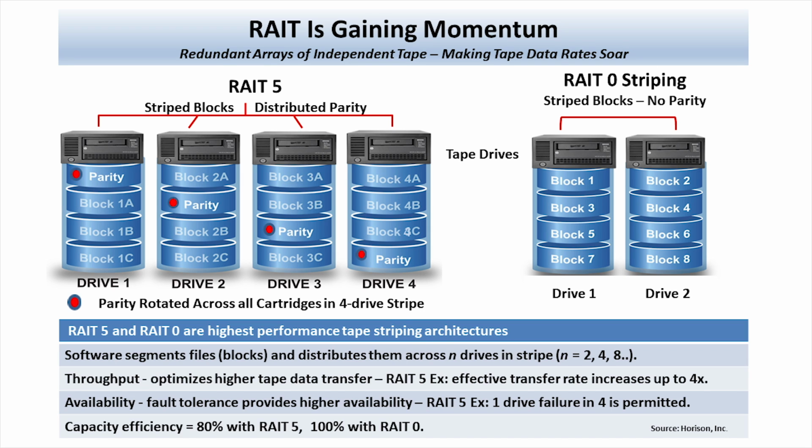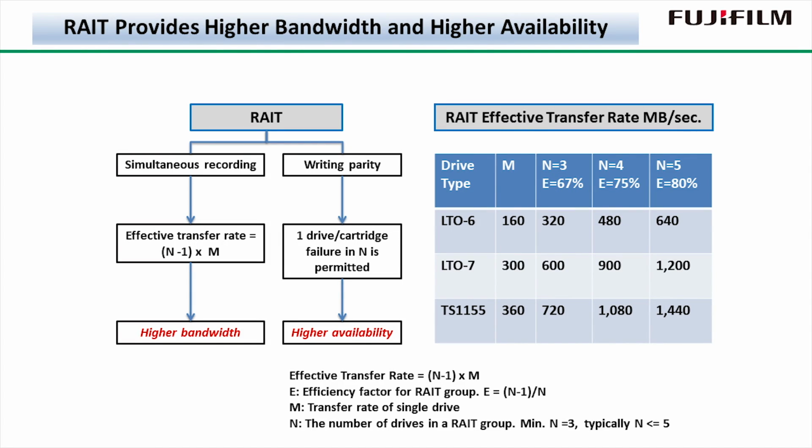There's also RAIT with no parity. If you don't want to have any recovery capability, because parity gives you the ability to recover if one of those tapes or drives fails, you can stripe like this and run the risk, but you get double the throughput in this case. In fact, it's simultaneous recording of data, writing data with parity. The effective transfer rate is actually the number of drives in the RAIT group minus one, times the transfer rate. So n-1: if you have 4 drives, for example, it'll be 3 times the transfer rate. And that's what your effective rate is.